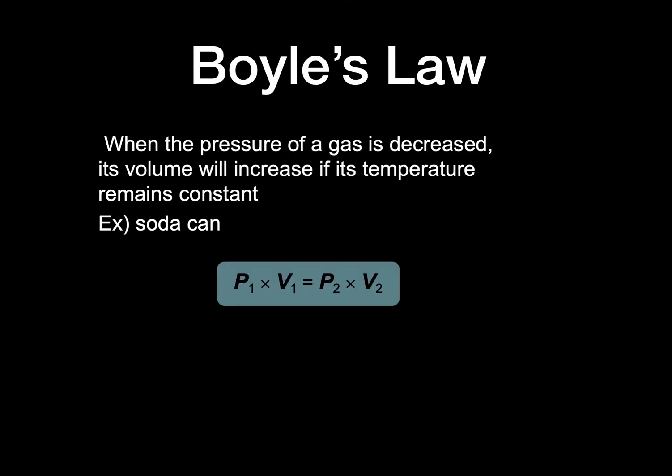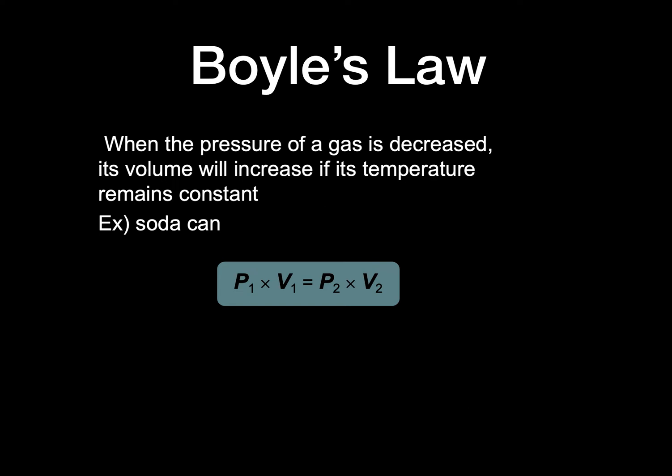Charles's law. So the first one, Boyle's law. When the pressure of a gas is decreased, its volume will increase if its temperature remains constant. An example would be a soda can. So our formula, P1 times V1 equals P2 times V2.